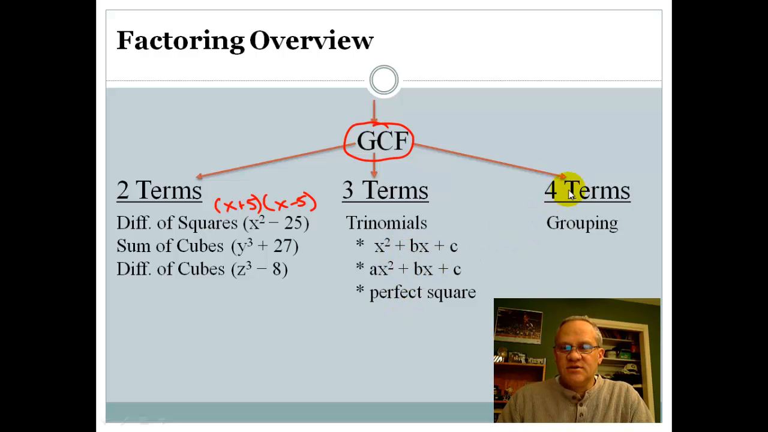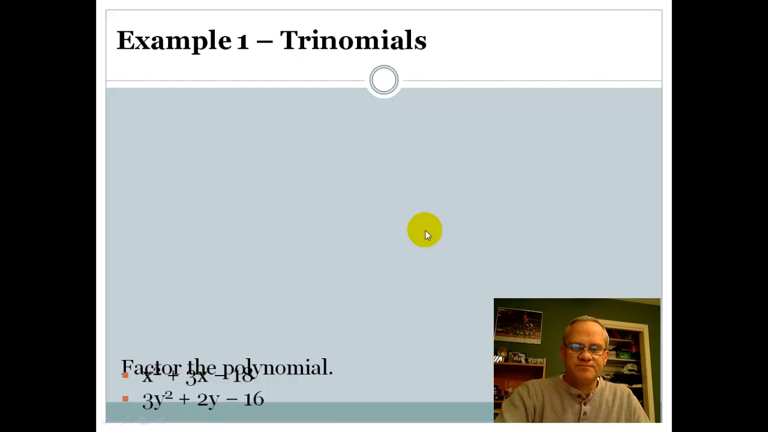And then lastly, four terms, we do grouping. I've got an example with that. There's also one slight new thing, you could possibly do grouping with 6 terms as well. I'll have an example there. That's a little trickier, but basically that's the same kind of thing as with 4 terms.